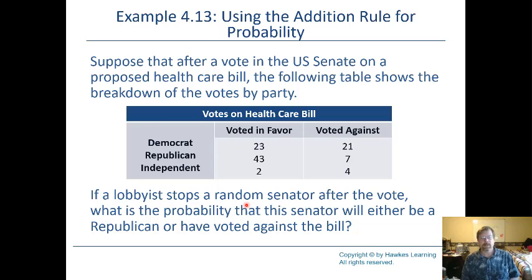So if somebody stops a random senator after the vote, what is the probability that this senator will be either a Republican or have voted against the bill? So there's our key word, or. Take a minute, think about how to do this, write it out, get your solution, and move on when you think you're ready.